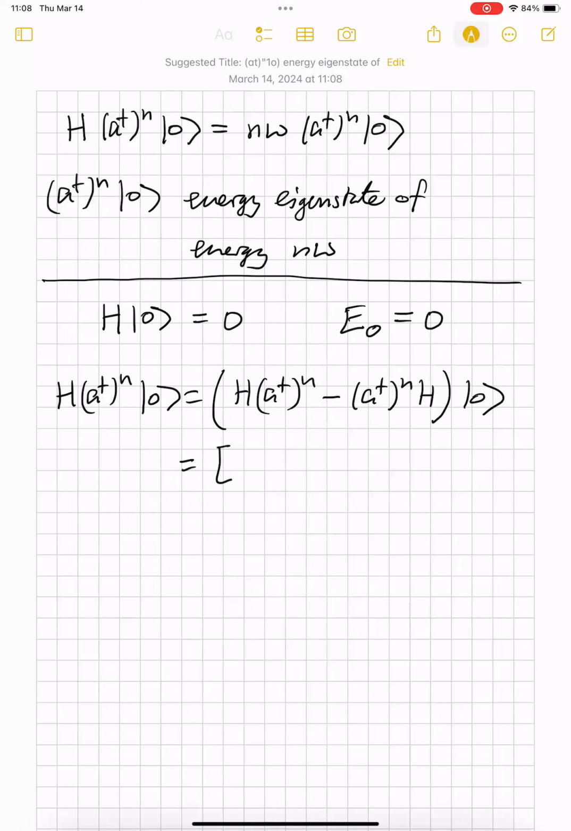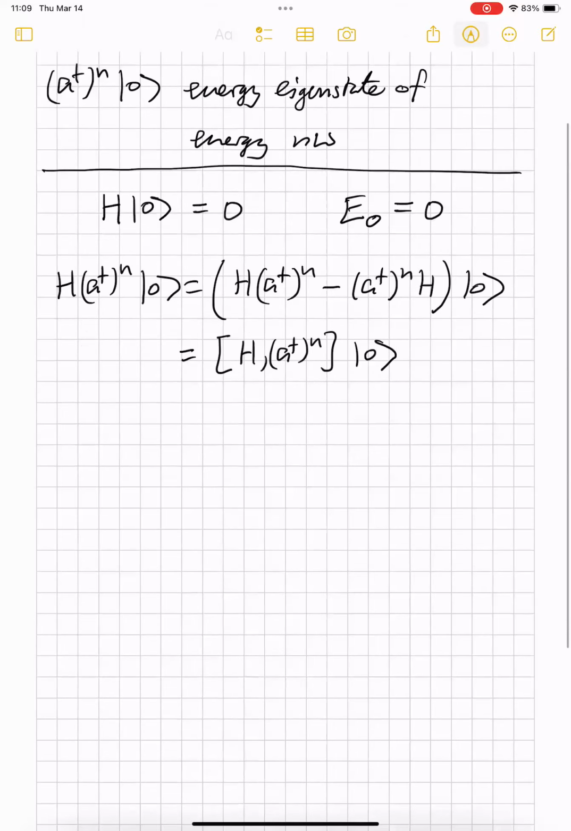And then we've got H comma a dagger to the n commutator on naught. So can you see that we just keep repeating the same trick? We just keep adding terms so that we can turn the expression we want to evaluate into a commutator. And now when you see that commutator, you shouldn't even blink. You should know immediately, oh, I should be using the product rule.